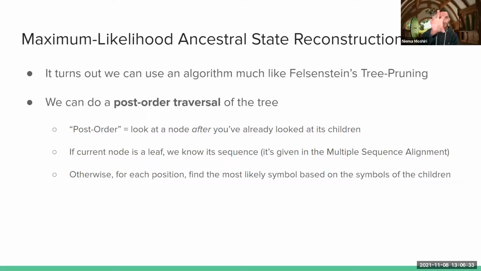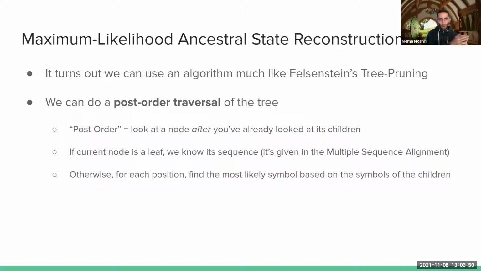Otherwise, if the node that I'm looking at is an internal node, a node ancestral in the tree, then for each position of its genome, I should look for the most likely symbol, the maximum likelihood symbol, based on the symbols of the children.